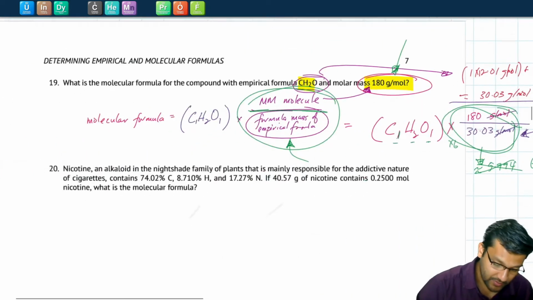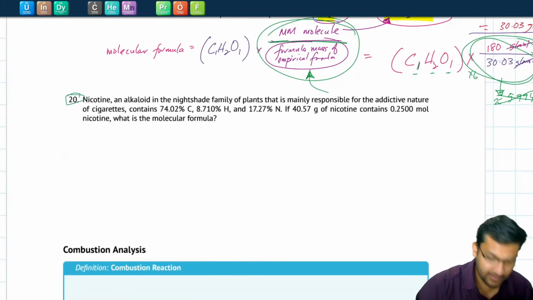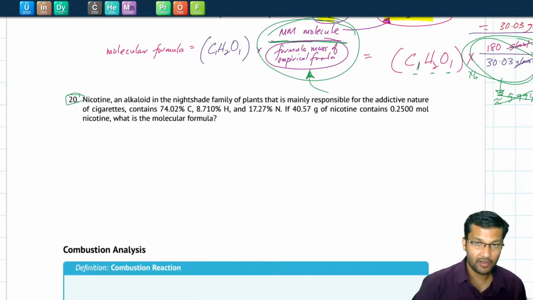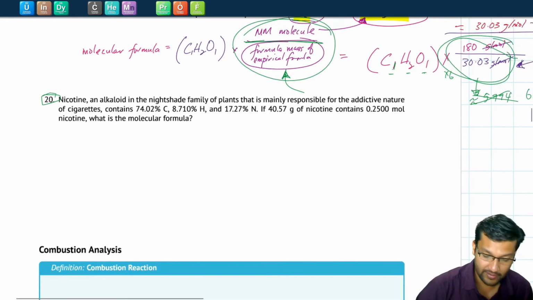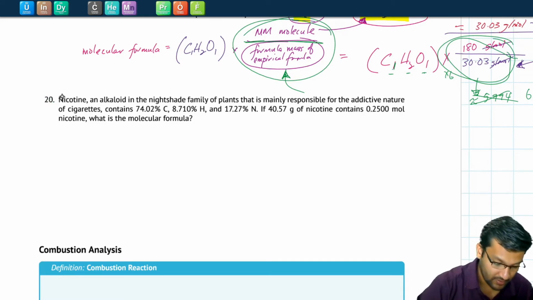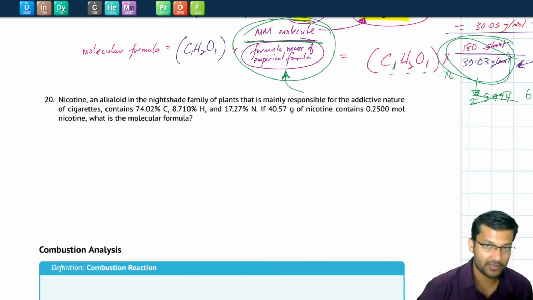Let's see if you can try number 20 on your own. It combines the things you've learned in the last lecture of calculating the empirical formulas and the things you've learned in this lecture by calculating the molecular formula from the empirical formula. Pause the video, and when you're done, you can unpause and we'll see where we get.